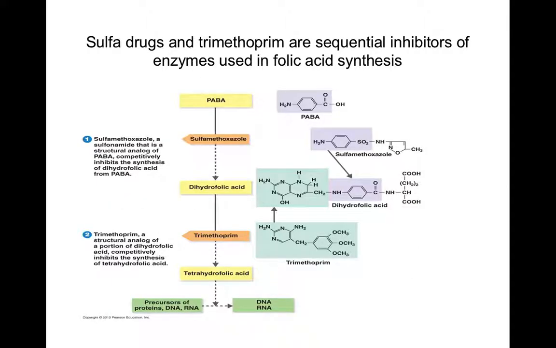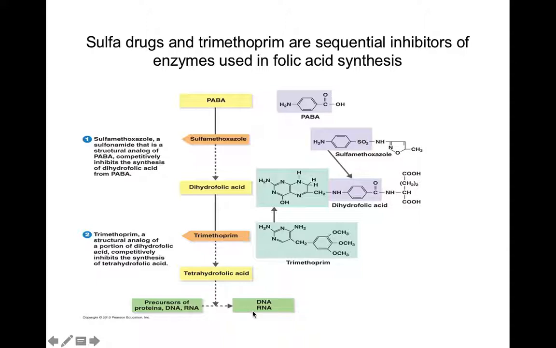This, I think you guys, is the last example of competitive inhibitors that are used as antimicrobials. These are the sulfa drugs and trimethoprim, and they're described as sequential inhibitors of the enzymes bacteria use in folic acid synthesis. Now, folic acid is an important part of the coenzymes involved in protein, DNA, and RNA synthesis, right? So we need folic acid, otherwise the bacteria won't be able to grow and divide.